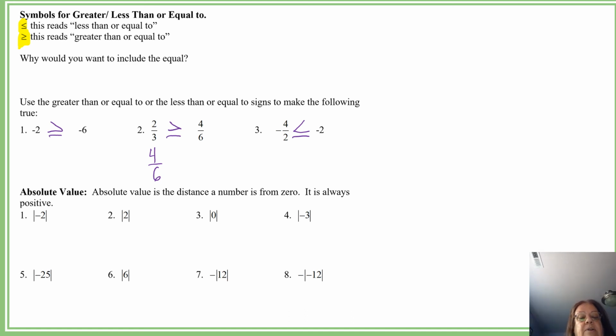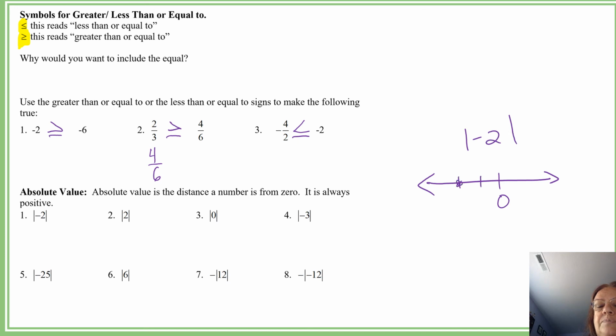All right, absolute value. Absolute value is the distance a number is from 0. It is always positive. What you need to visualize, if I have the point -2, okay, how far is that from 0? It's 1, 2. Distance is always positive. It's non-directional. All right, so 2, 2. They're both 2 away, right? 1, 2.